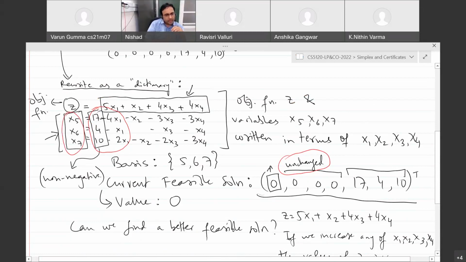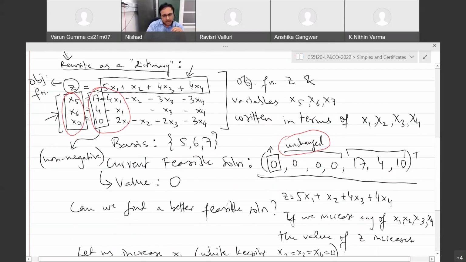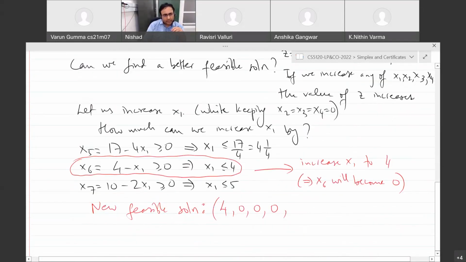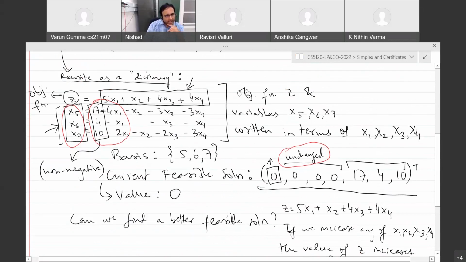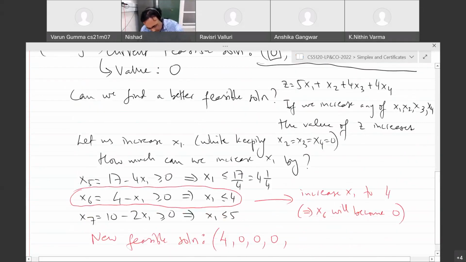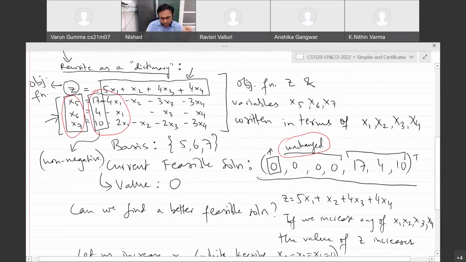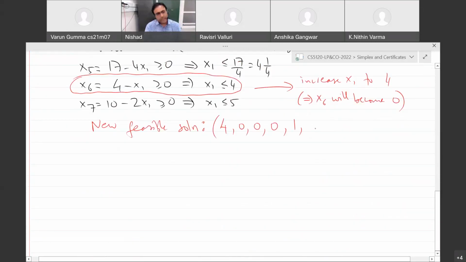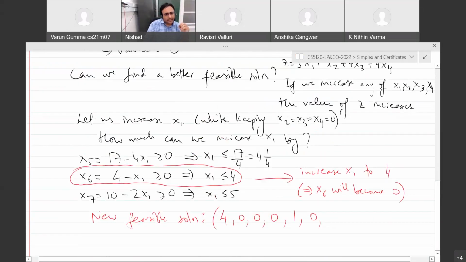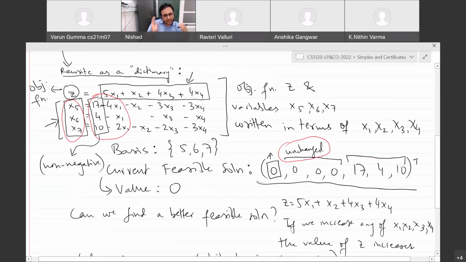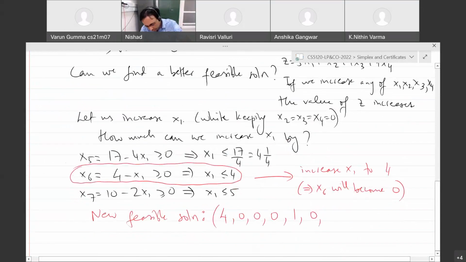Once you know x1, x2, x3, x4, you can just calculate x5, x6, x7 looking at the dictionary, right? So x5 becomes 17 minus 4 times 4, and the rest is 0. So x5 becomes 1. x6 becomes 4 minus 4, 0, as we already discussed. And x7 becomes 10 minus 2 times 4, which is 8. So that's equal to 2.